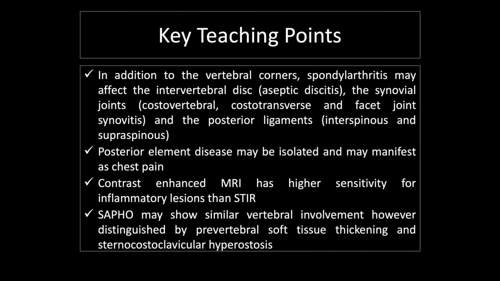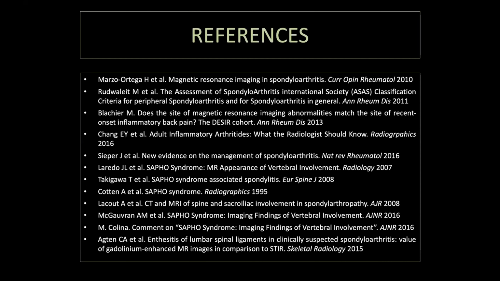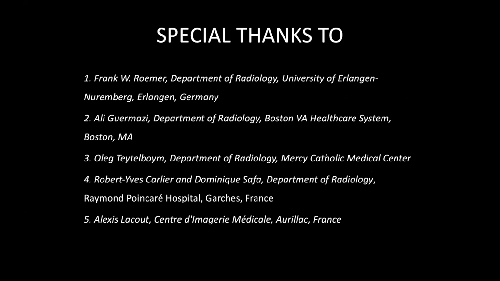And I know that usually in MSK, we think of STIR, anything that is bright in STIR should enhance on T1 and vice versa. But in this case, gadolinium is actually superior to STIR for this. And then SAPHO can show similar appearance, vertebral involvement. However, these could be distinguished by the presence of prevertebral soft tissue edema and sternocostoclavicular hyperostosis. These are the references, and a special thanks for everyone who helped collecting the cases. So on that, I'm happy to take questions if there are any.